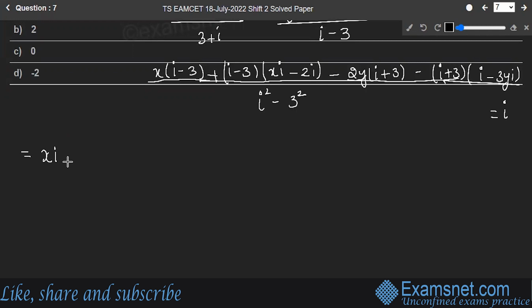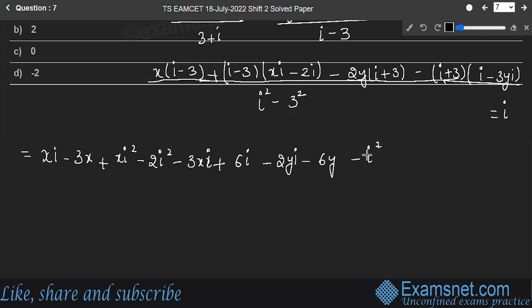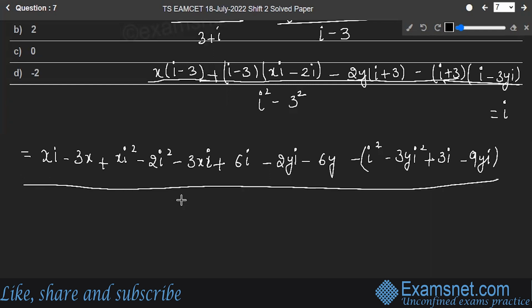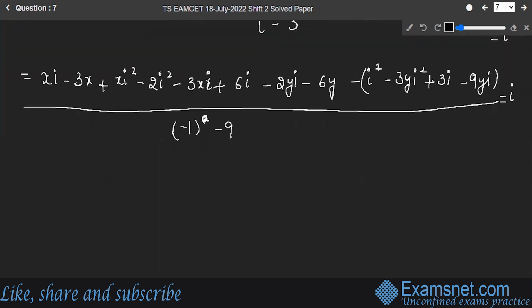You will have x iota minus 3x plus x iota square minus 2 iota square minus 3x iota plus 6 iota minus 2y iota minus 6y minus iota square, then minus 3y iota square plus 3 iota minus 9y iota. Whole is divided by iota square. This is equal to minus 1 square minus 1, and this is equal to minus 9. Now this was whole equal to iota, right?